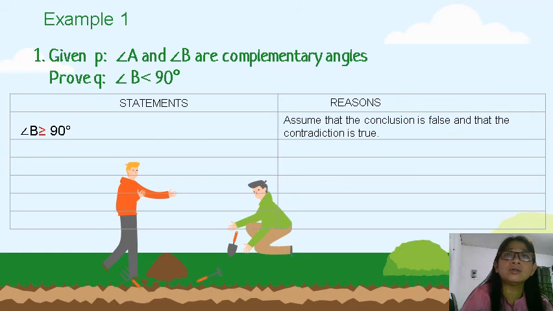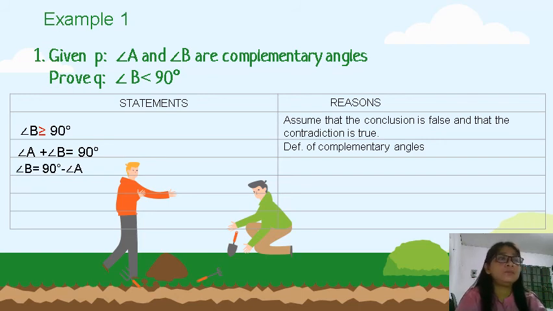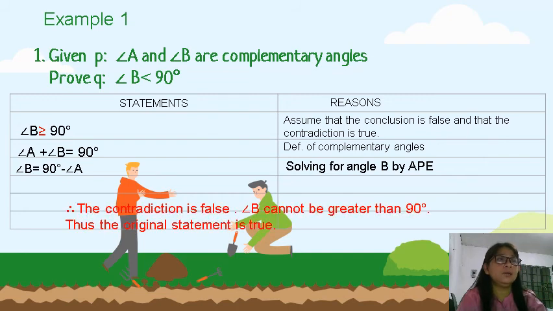This is the contradiction. So we have angle A plus angle B is equal to 90 degree. So ano ba yung pag inadd natin ang two angles na magre-result ng 90 degree? So that is the definition of complementary angles. We have angle B is equal to 90 degree minus angle A. So solving for angle B by addition property of equality. So therefore, the contradiction is false.